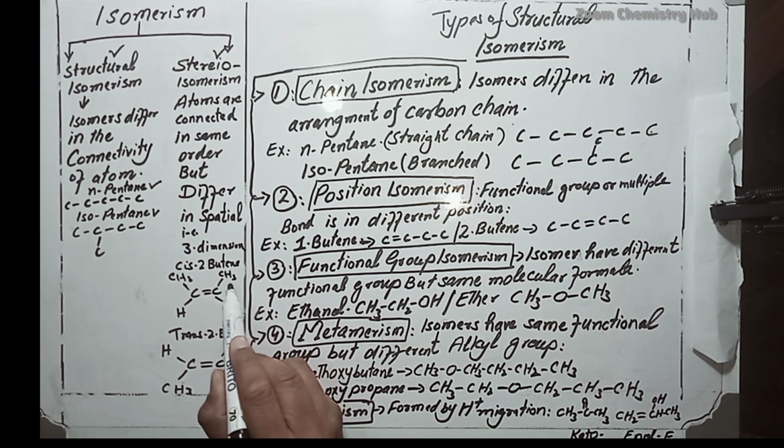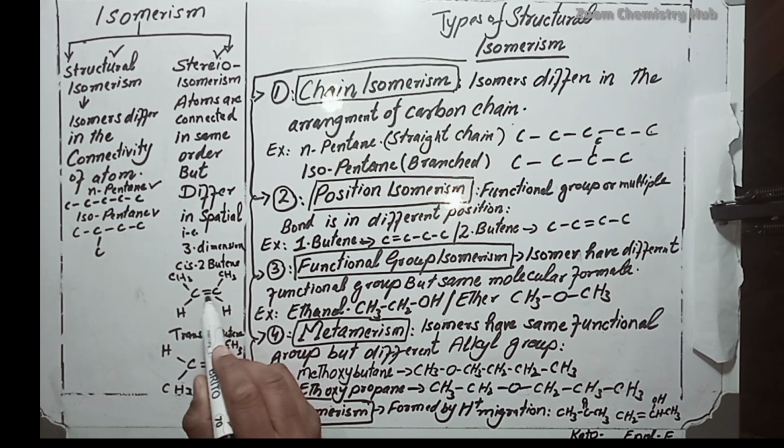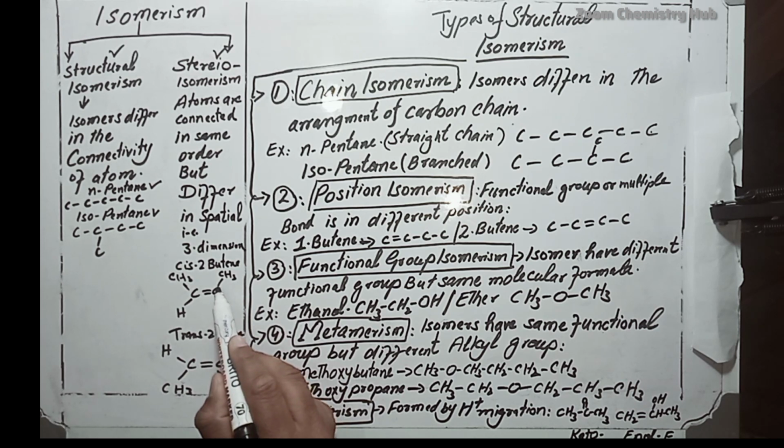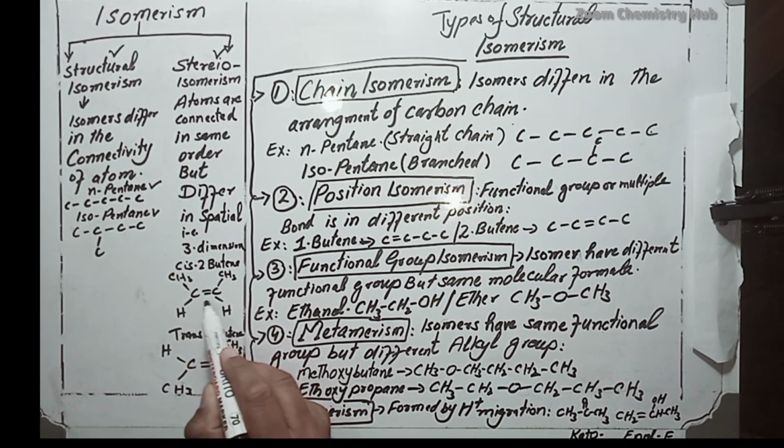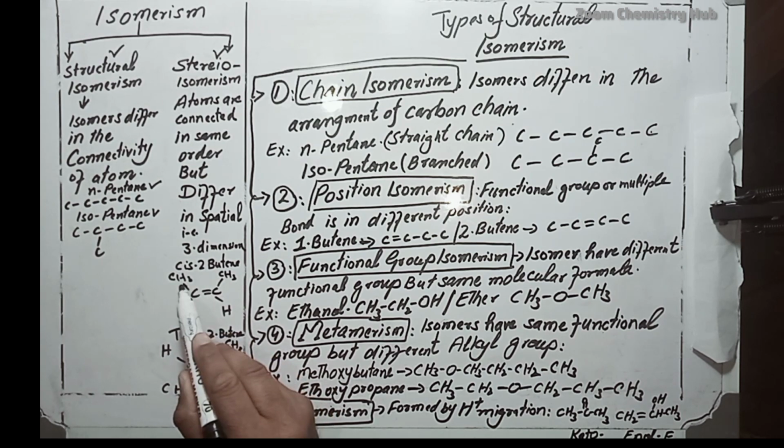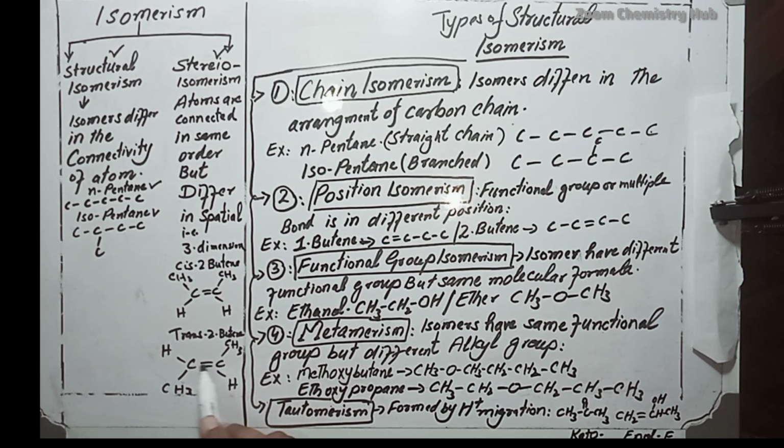We have the example of cis-2-butene. They have the same connectivity, that is, the double bond is present at the same position. In the trans-2-butene, in these two structures you can see that the position of the double bond is the same, but the arrangement of the atoms or groups is different. This is the cis-2-butene and this is the trans-2-butene, in which the methyl groups are in the cross form.